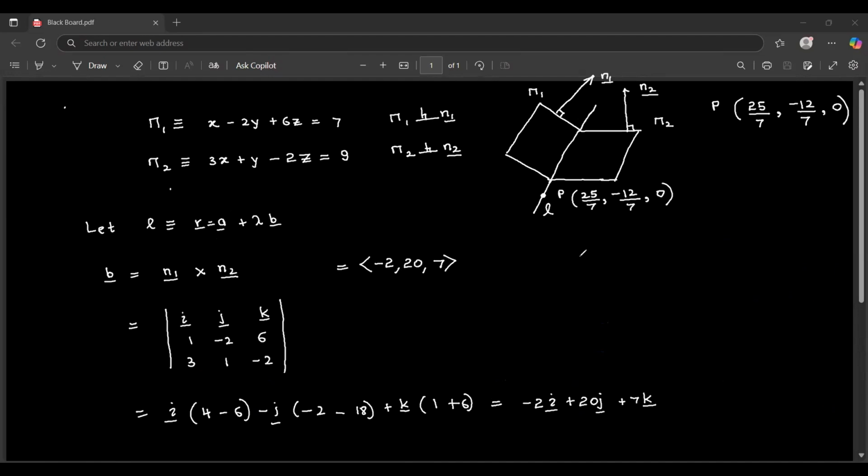Okay, so the line can be written down as r = (25/7, -12/7, 0) + λ(-2, 20, 7). I just wanted to clarify that you can find a common point on two planes, and I should have explained that better. I hope this clears things up.